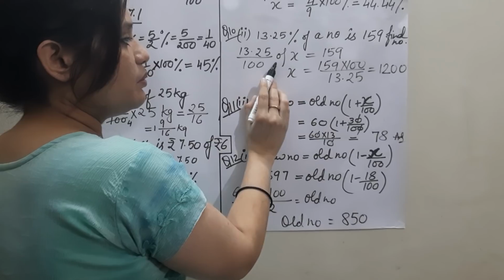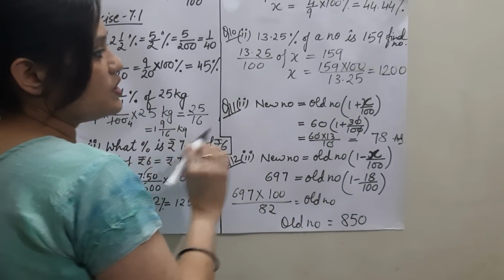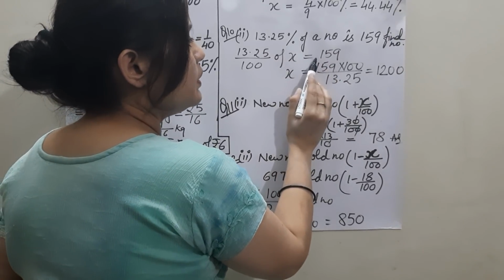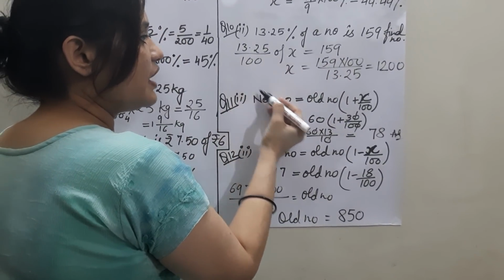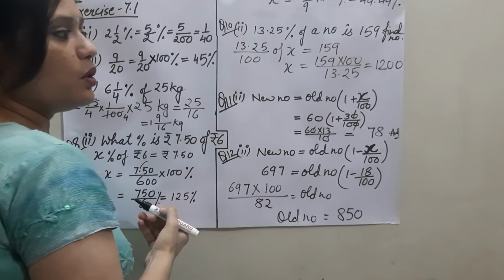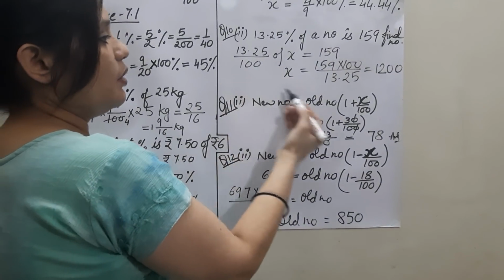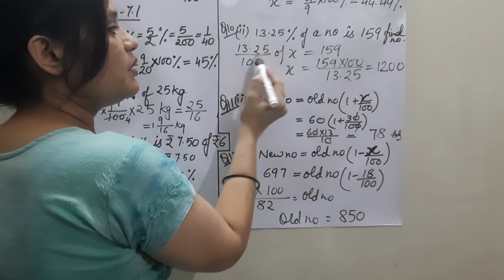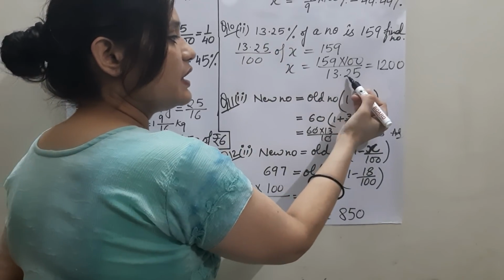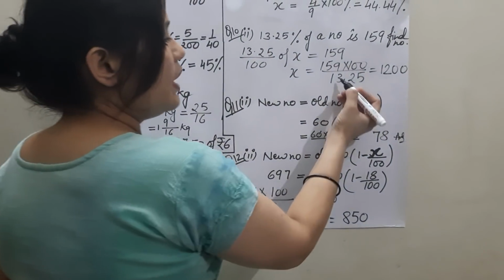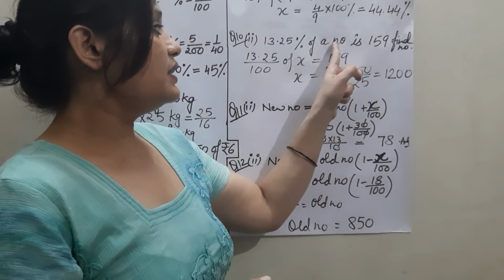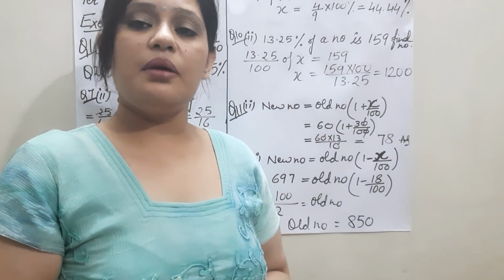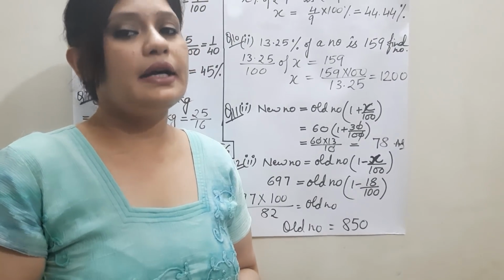Of will be replaced by the multiplication sign. X is equal to 159. We need to transfer 100 over here. It was in the numerator, it will go in the denominator; 13.25 was in the numerator, it will come in the denominator. When you solve it, you will get 1200. It means the required number will be 1200.